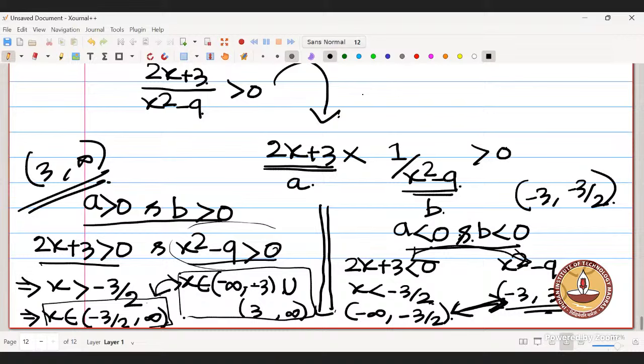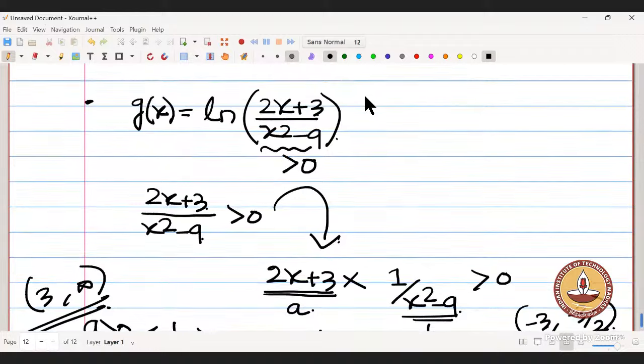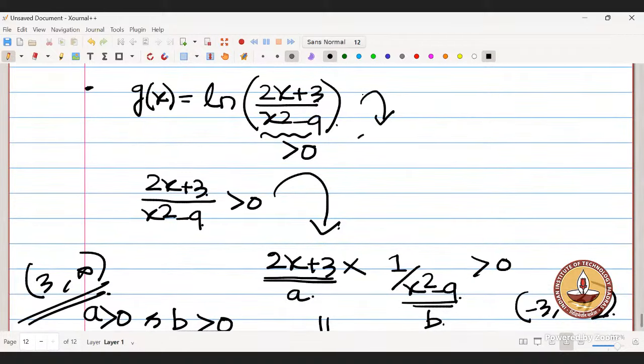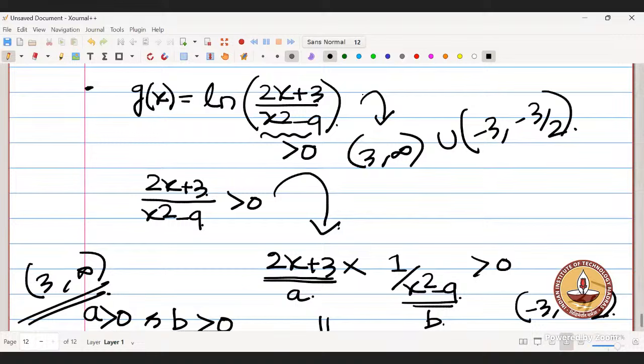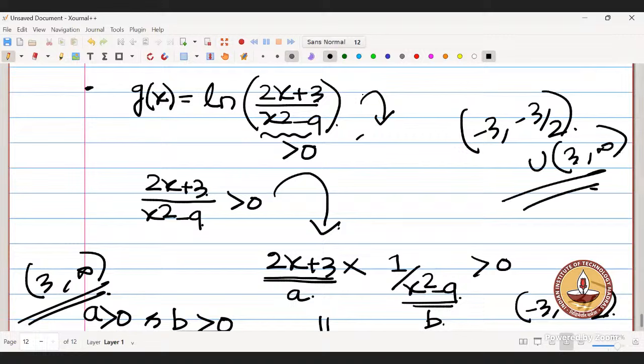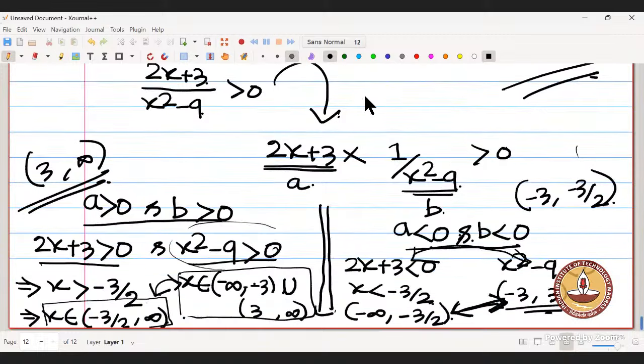Okay, so that means the domain of this function is nothing but 3 to infinity union -3 to -3/2. It's better to write the other way. Okay, any doubt? No, sir. Okay, fine. Then probably I'll stop now.